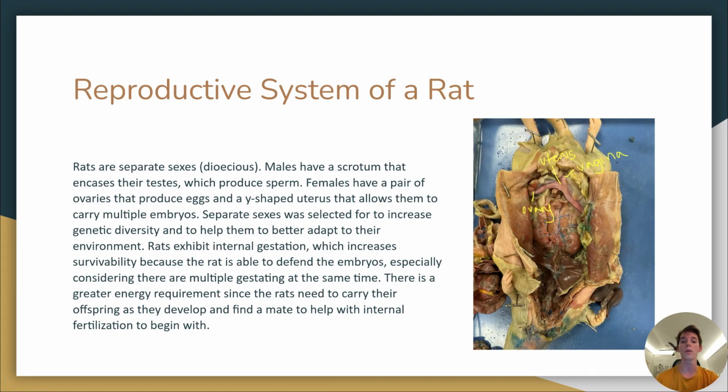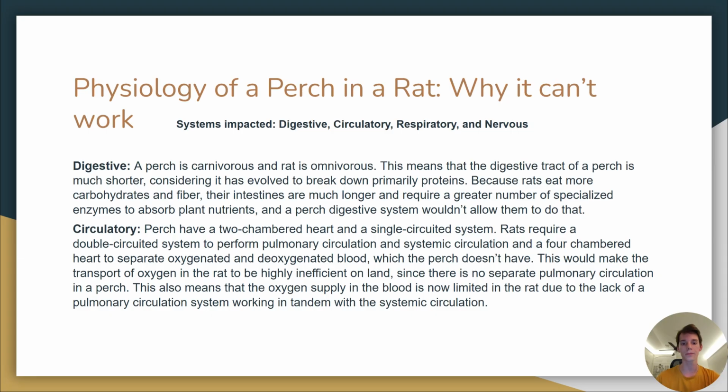And so there's a greater energy requirement since the rats need to carry around their offspring, and they also need to find a mate to internally fertilize. But it also increases survivability due to the fact that they are able to protect their young and have multiple embryos growing at the same time.